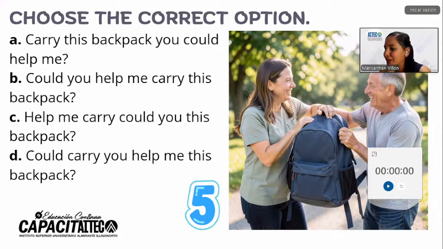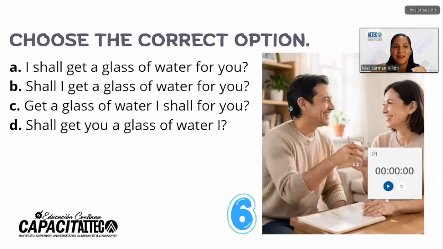Very good, my friends. I'm looking at your answers. Very good. Could you help me carry this backpack? Could you help me with my homework, please? You're going to start producing. Use your vocabulary, use your English to make polite requests tomorrow. Excellent.